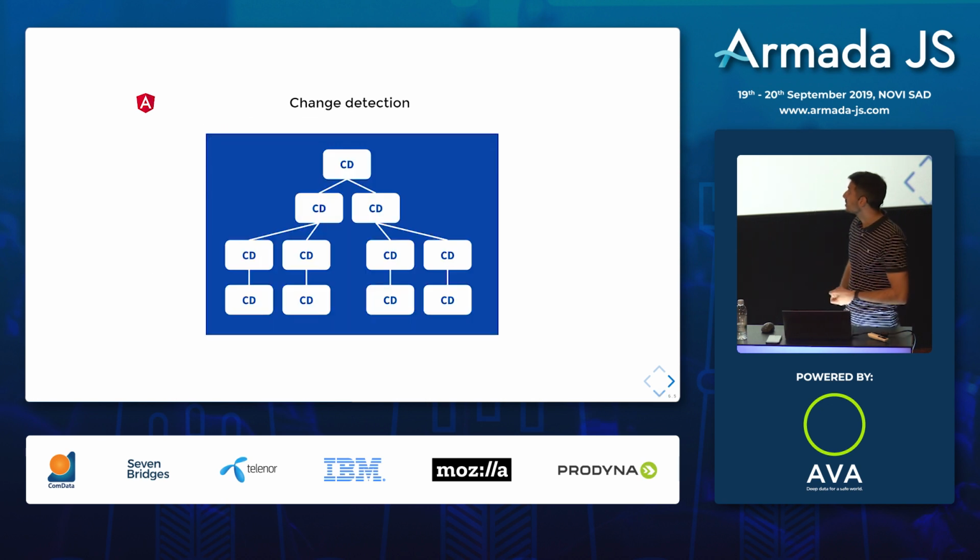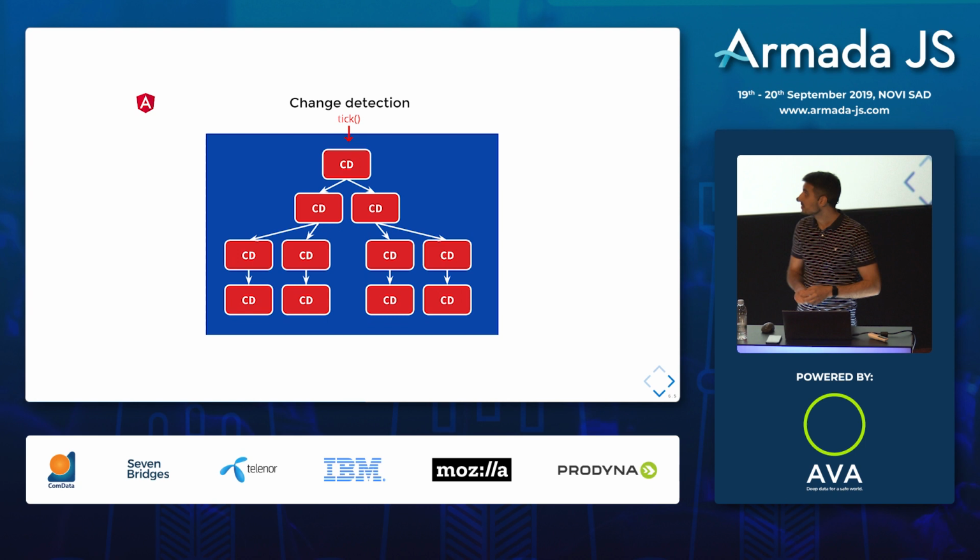So how is change detection done in Angular? We have three components. CD represents the change detector of each component. Changes are checked from top to down. So it requires some kind of a tick or pull signal to start detecting changes. And it goes all the way down through the tree.